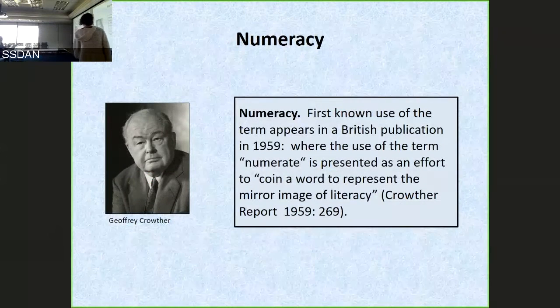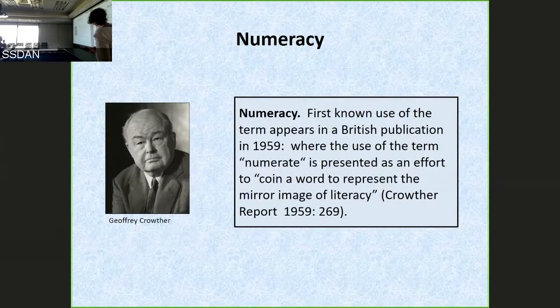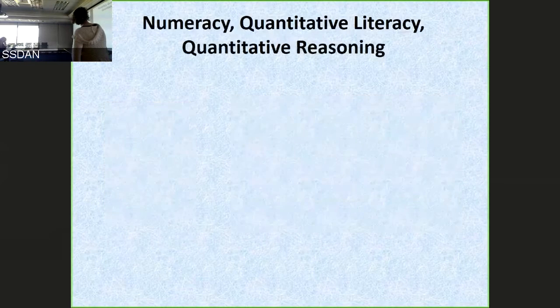So getting to an overview of my program, we're really trying to teach about numeracy and quantitative reasoning, which I think we're all trying to address with using the American Community Survey, using census data, which is great, because I think that's a great strategy to use for teaching numeracy. The term first appeared in 1959 when it was presented as a mirror image of literacy, numeracy being to math what literacy is to words. And Jeffrey Crowther, who was an economist, was the first person to use the term.